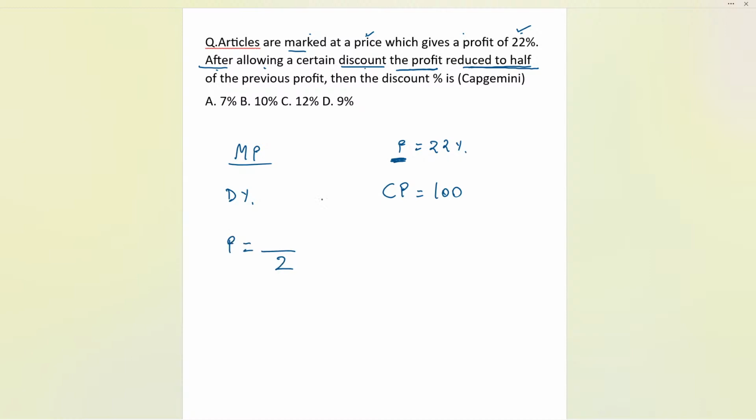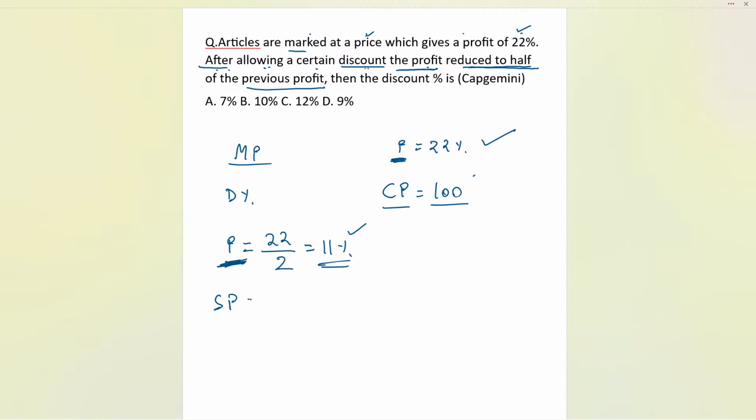After allowing a certain discount, the profit reduces to half of the previous profit. So the previous profit is 22%. So now it will become 22 by 2, half, the profit will be 11%. Cost price I assumed as 100. So can I now find the selling price after the profit is 11%? Can I find it? Yes.